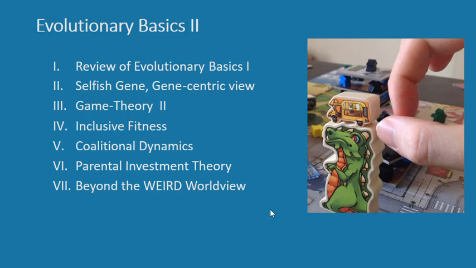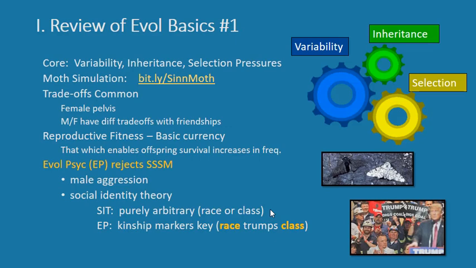Okay, so just reviewing the evolutionary basics, number one, the core engine of evolution can be conceptualized as these three things: the variability, inheritance, and selection. And if those three things are working, then you know you're going to have evolution.